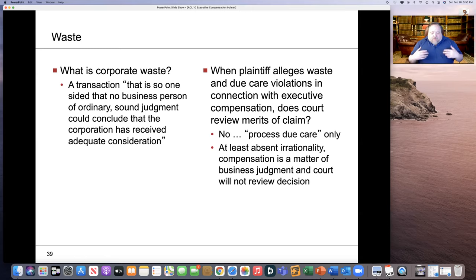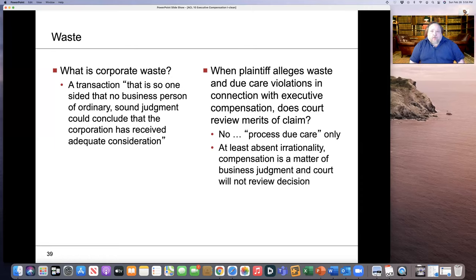Rational here means conceivable or imaginable. If there's any possibility that the decision was motivated by a legitimate business reason, then the directors have not acted irrationally, and therefore they have not committed waste. And so waste claims are extremely difficult to prove.